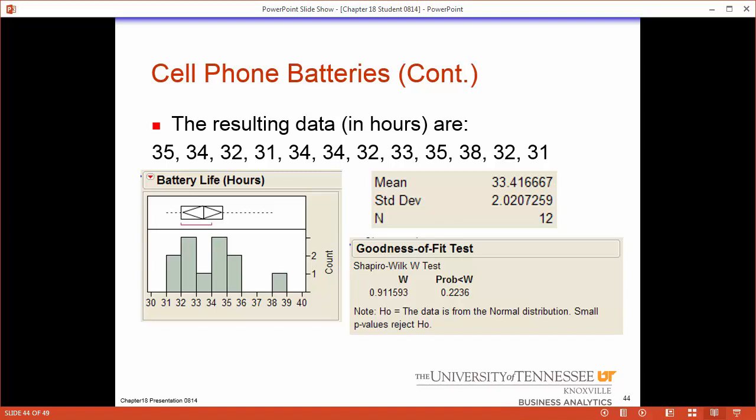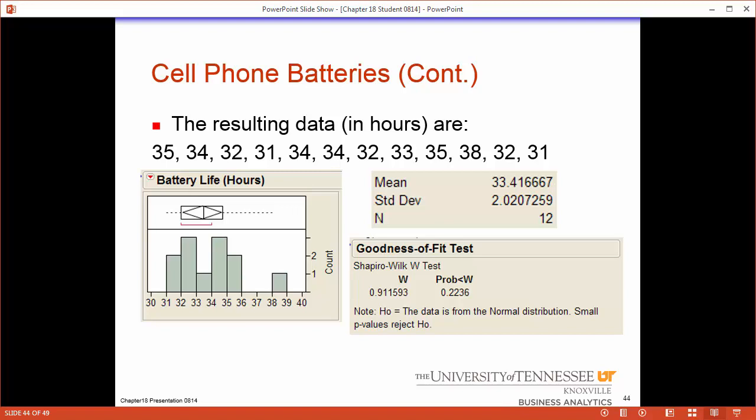Condition 1, randomly selected. I believe the problem stated that these are randomly selected, so we're good. Condition 2, are these batteries less than 10% of all batteries? Yeah, I think there's more than 120 batteries out there for phones. Condition 3, is the distribution nearly normal?